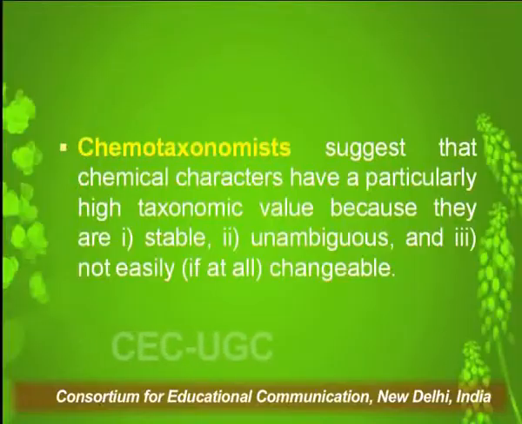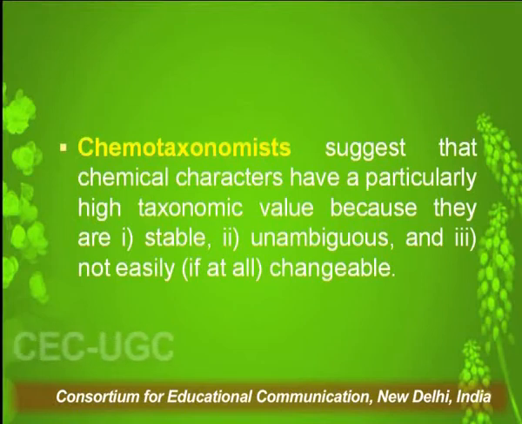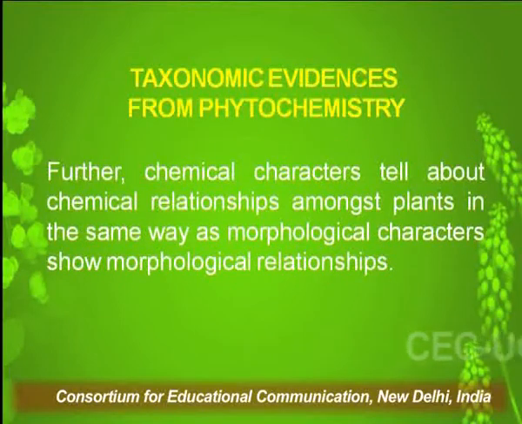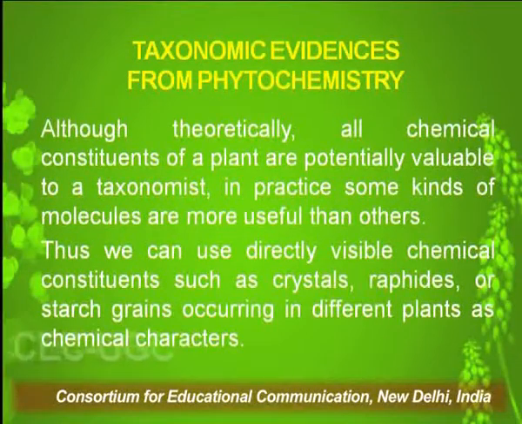Chemotaxonomists suggest that chemical characters have a particularly high taxonomic value because first, they are stable. They are unambiguous and not easily changeable. Further, the chemical characters tell about the chemical relationship amongst plants in the same way as morphological characters show morphological relationships. Although theoretically, all chemical constituents of plants are potentially valuable to a taxonomist, in practice, some kinds of molecules are more useful than the others.